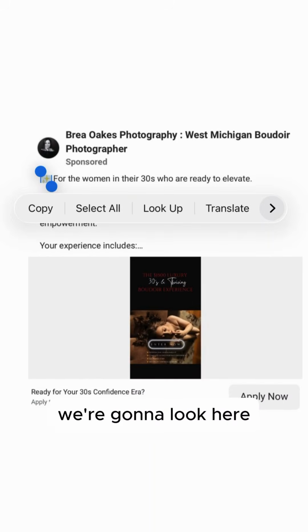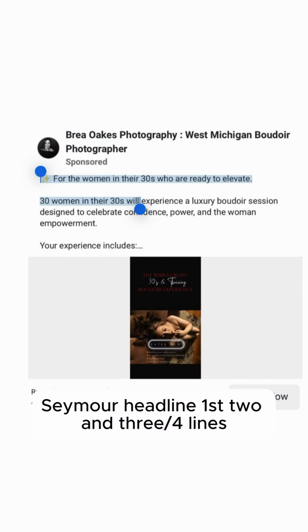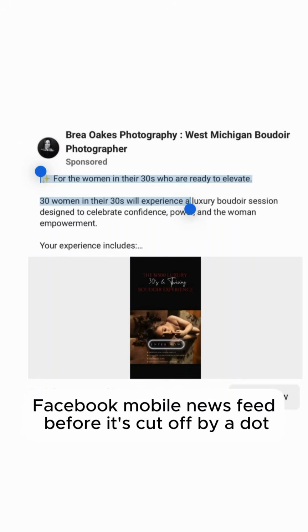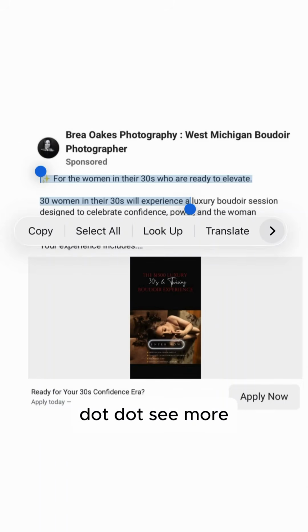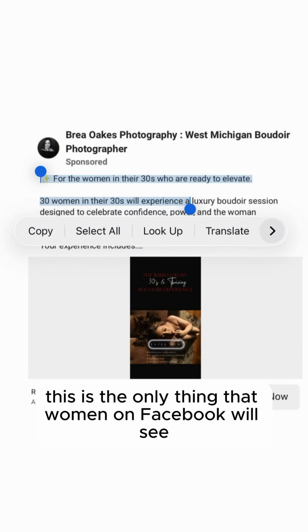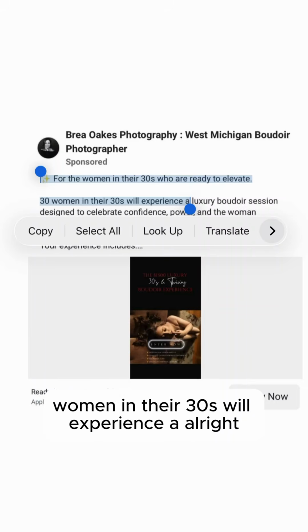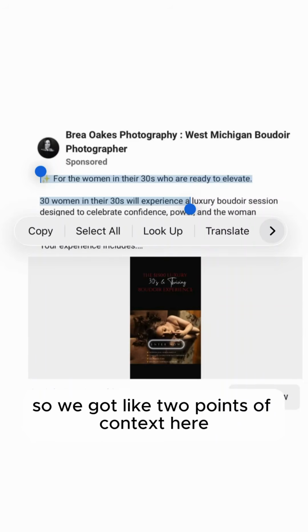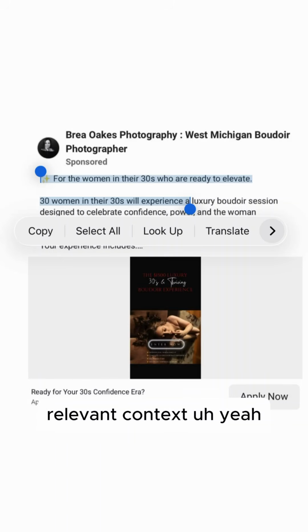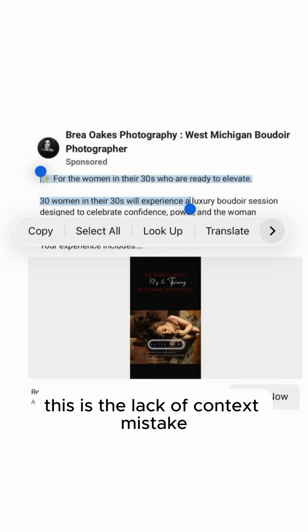Finally, we're going to look here. See more, headline, first two and three-quarter lines on the Facebook mobile news feed before it's cut off by a dot dot dot, see more. This is the only thing that women on Facebook will see. The only text. So, for the women in their 30s who are ready to elevate, 30 women in their 30s will experience A. All right, so we've got like two points of context here, relevant context. Yeah, this is the lack of context mistake.